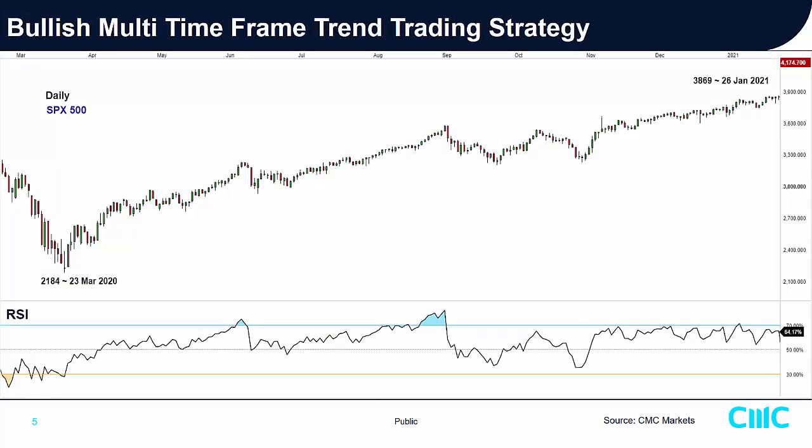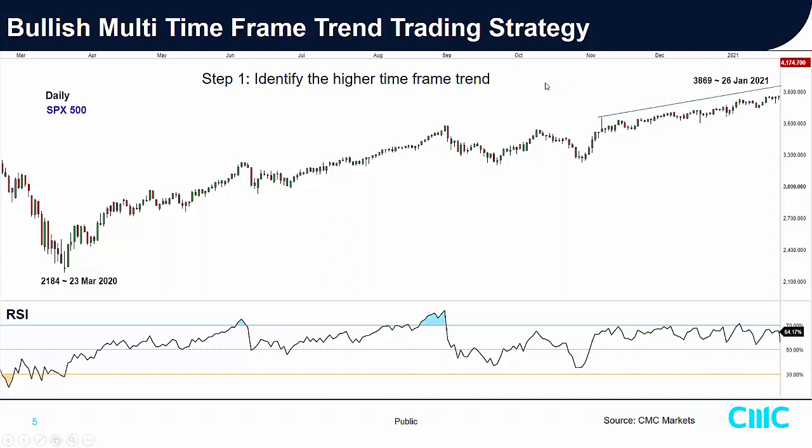I'll be using the SPX 500 as my first example. The first example will be looking at the bullish bias, that means it's a bullish multi-time frame trend trading strategy. So this will be the big picture trend, which is to identify the higher time frame. This is an example taken from this year, 26th of Jan 2021.